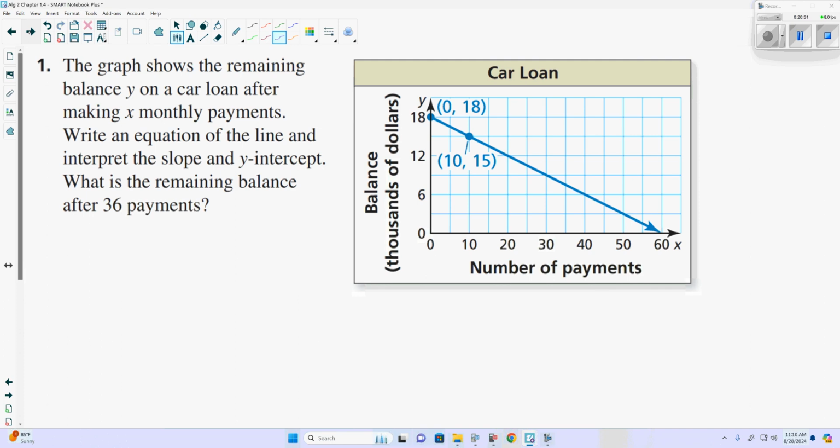All right. The next one: the graph shows the remaining balance Y on a car loan after making X monthly payments. Write an equation of the line and interpret the slope and y-intercept, what they are telling us. And then we want to know the remaining balance after 36 payments. Okay, so this one has 4 parts. Well, to define the equation of the line, it might be helpful to know what the slope is, yes?